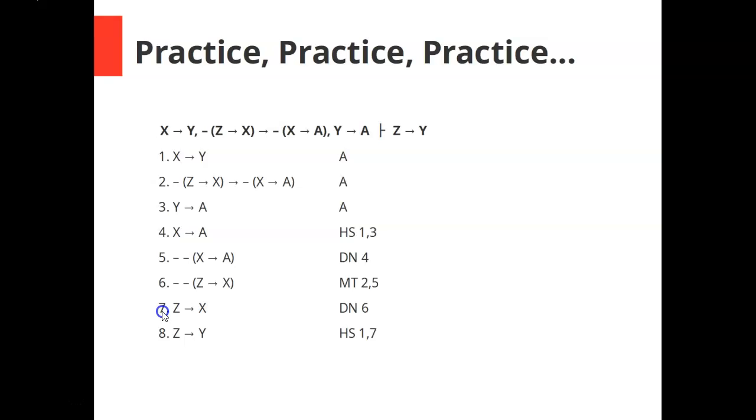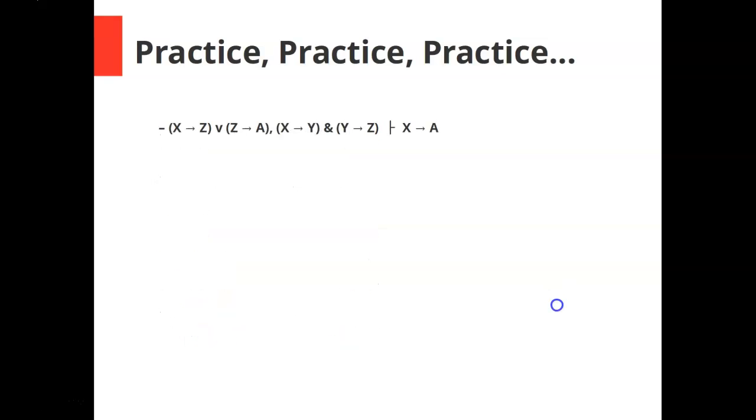On 7, you again do a double negation of 6. And then 8 is a result of hypothetical syllogism 1 and 7. On 7, you have if Z then X. And on 1, you have if X then Y. So you're allowed to infer if Z, then Y. Again, hypothetical syllogism 1 and 7.